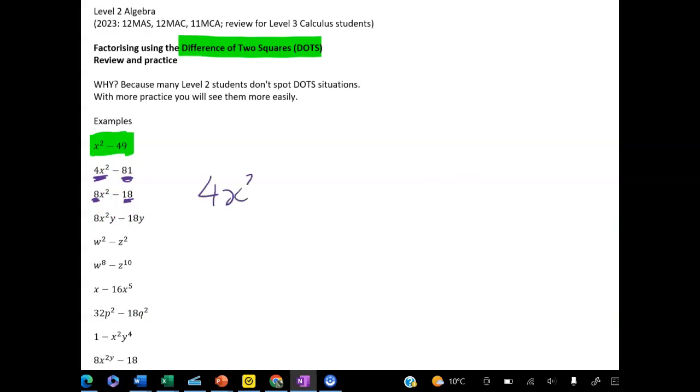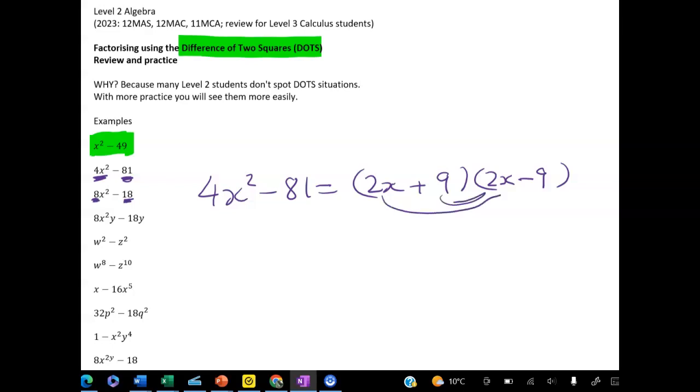So 4x squared minus 81 is equal to 2x plus 9 times 2x minus 9. When you've done a difference of two squares, always check it back by quickly expanding. So here we get 4x squared plus 18x minus 18x minus 81. So that works.